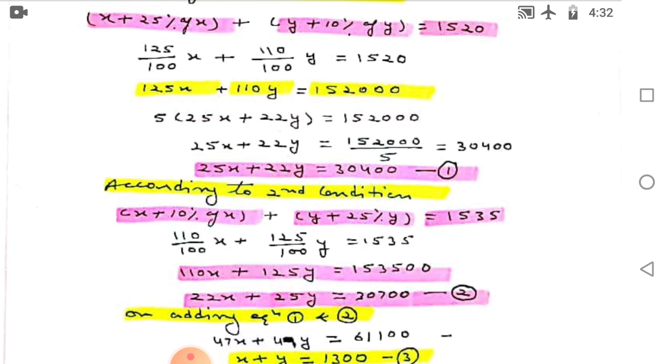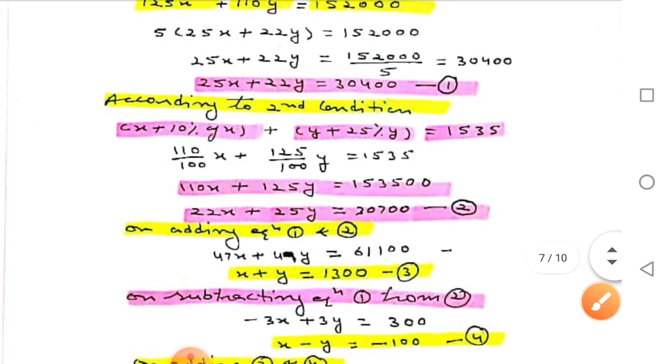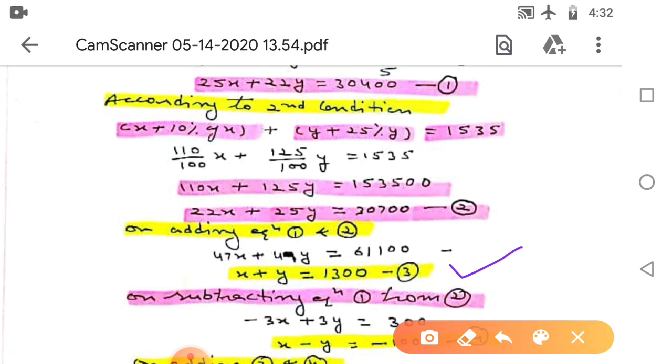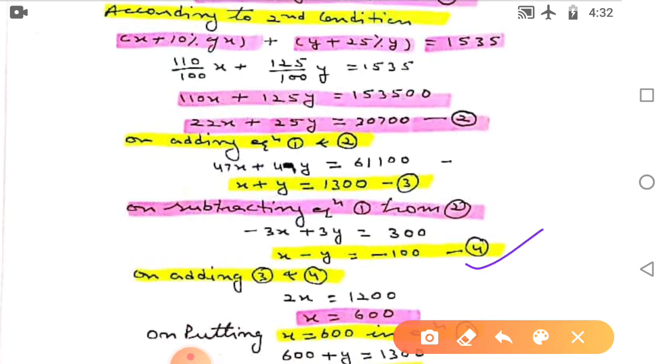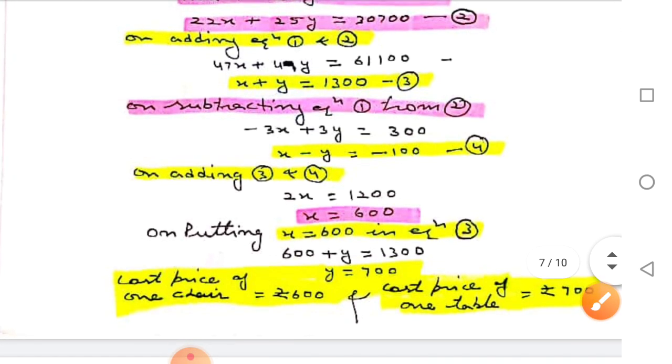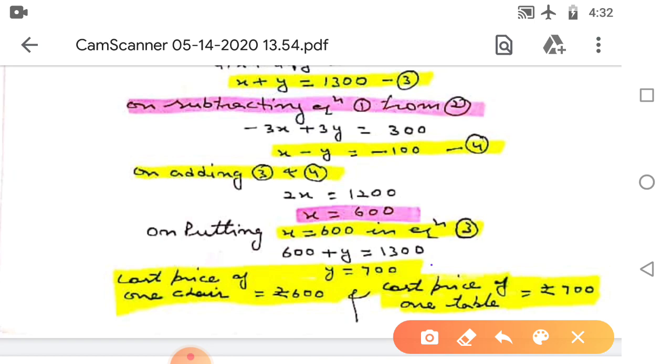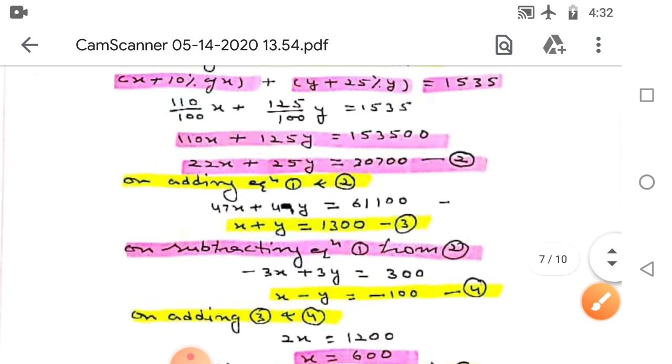Clear? Now on adding equations 1 and 2, we get x plus y is equal to 1300, and on subtracting equation 1 from 2, we get x minus y is equal to minus 100, and the value of x is 600 and the value of y is 700. Look at here.